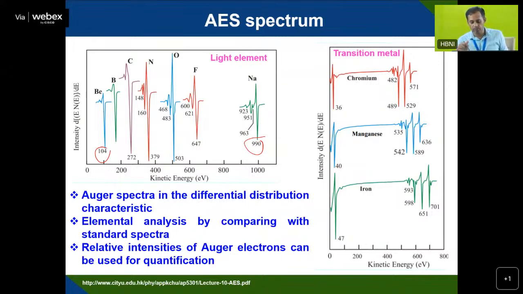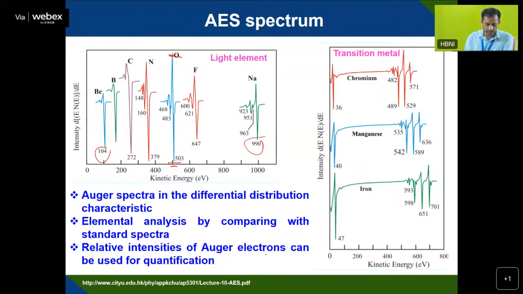Similarly, you can see chromium, manganese, all types of transition metals; you can identify the presence of the element by Auger electron spectroscopy. In the Auger spectra, the differential distribution is the characteristic, mainly the differentiated data that you will get. So element analysis is done by comparing with the standard spectra. If you have a standard spectra, you can measure the peak height from here to here, and compare it with the standard for a particular element, and you'll be able to get the composition, the quantitative analysis.